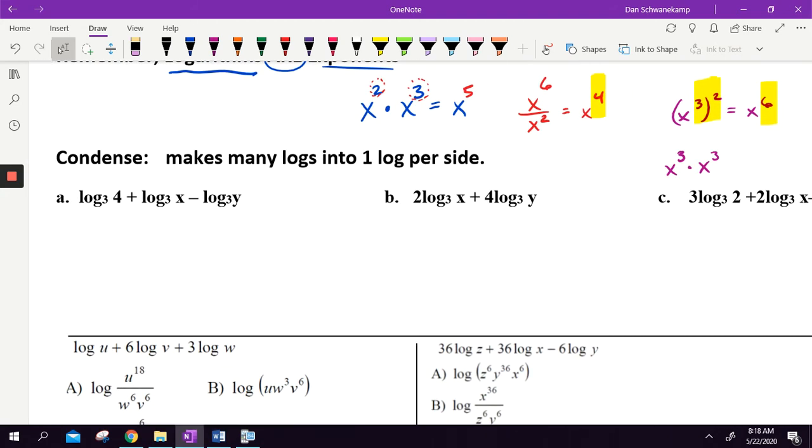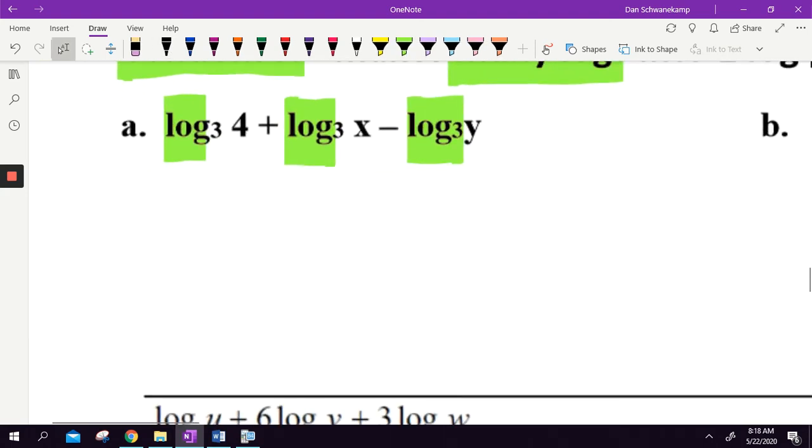All right, so anytime in algebra we see many logs on one side, so like this one, I've got a log base 3, a log base 3, a log base 3. When you have more than one log on the same side, we are going to condense it. We're going to push it into one. As I look at letter A here, I see log base 3, log base 3, log base 3. When I see more than one, I'm going to rewrite it as a single logarithm.